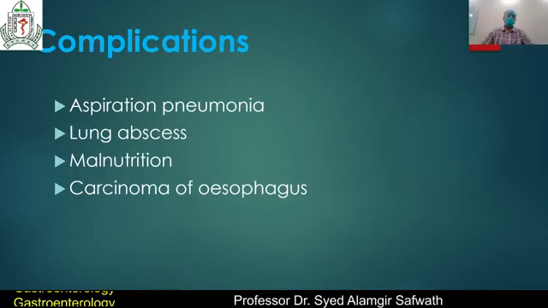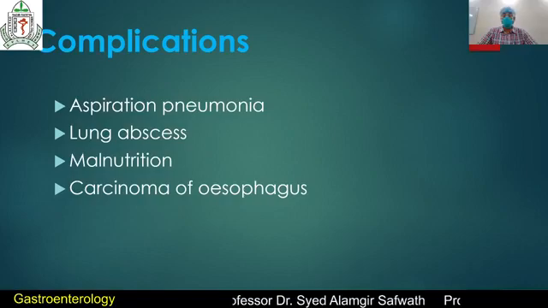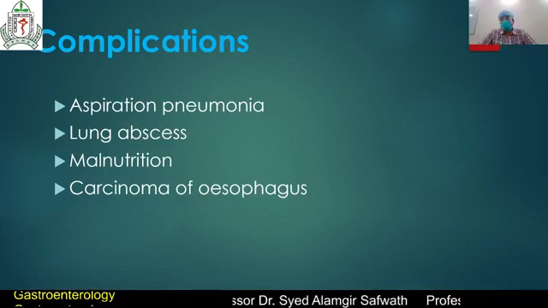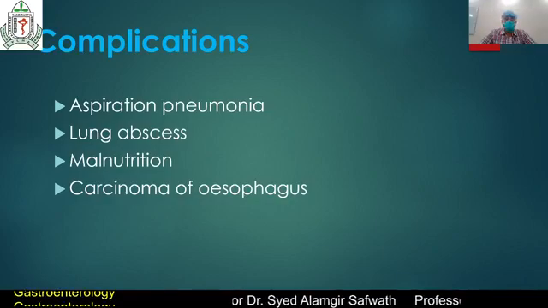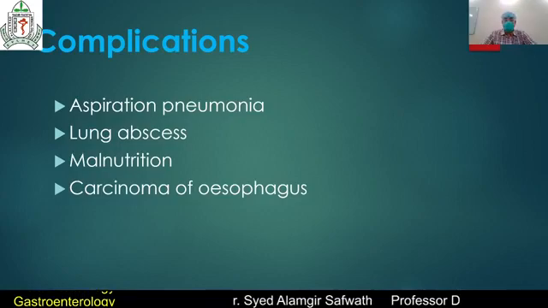Complications are due to aspiration of food particle from the esophagus into the lungs. So patient will develop aspiration pneumonia, and that aspiration pneumonia, if not treated well, will give rise to lung abscess. Patient will suffer from malnutrition due to lack of nutrition because the food is not going to the stomach. So the patient will not get adequate nutrition. And in long term, the achalasia cardia can even give rise to carcinoma of the esophagus. So these are the four main complications of achalasia of cardia.